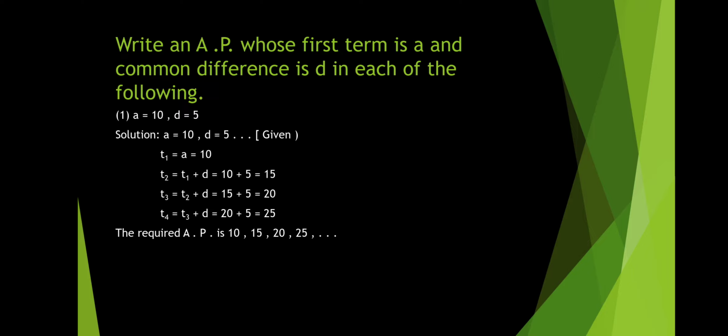For term 3, we'll write what? T2 plus D. Yeah, absolutely correct. So what is the value of T2? 15 plus 5 is equal to 20. Similarly for T4, we'll write T3 plus D is equal to 20 plus 5 is equal to 25. So we can say for finding any term, we have to write the previous term plus common difference. So we'll get the given term. So the required AP is 10, 15, 20, 25 and so on.